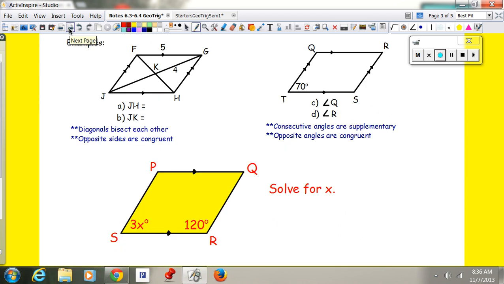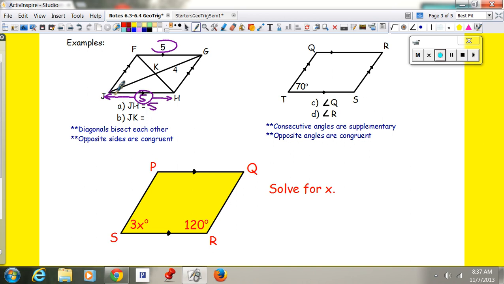Let's do a couple of examples. Now that you know the characteristics of a parallelogram, let's see if we can find JH. Well, J to H is down here at the bottom. So what would JH equal? Do we have any idea? Has to be 5, because the top one and the bottom one have to be the same. So this is going to be a 5 right there.